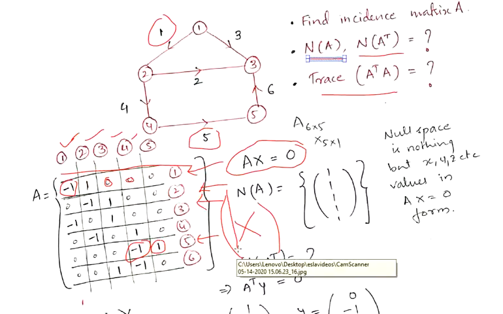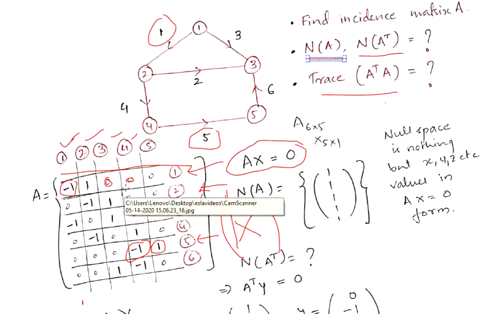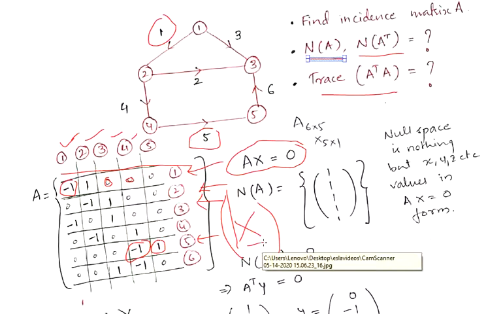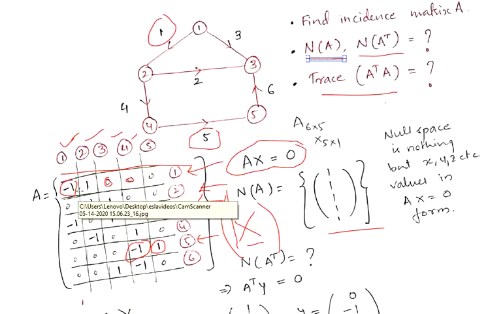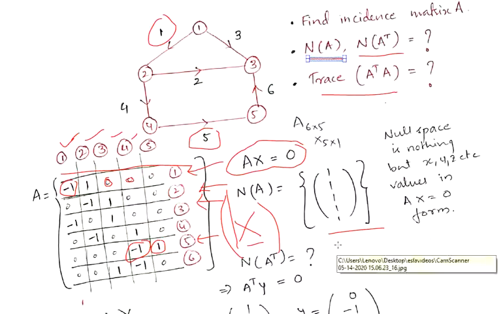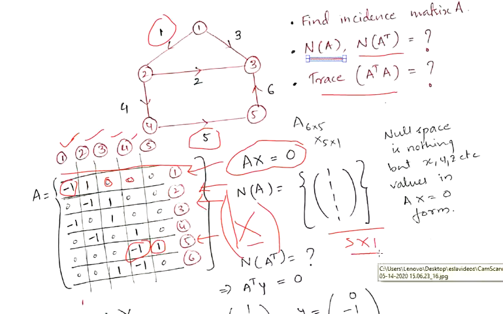Every row has one negative and one positive. So what is the value of x such that the product with the column vector x results in 0? It is 1 1 1 1 1, because each row already has one negative and one positive 1, so when we add them it becomes 0. So the null space of A is 1 1 1 1 1, in 5 cross 1 form. This is the null space.